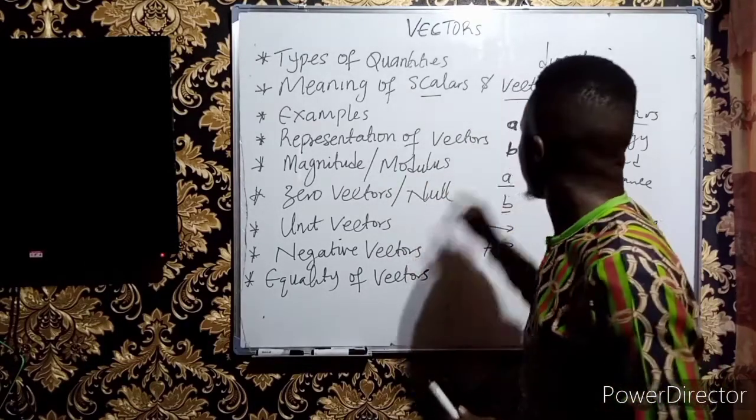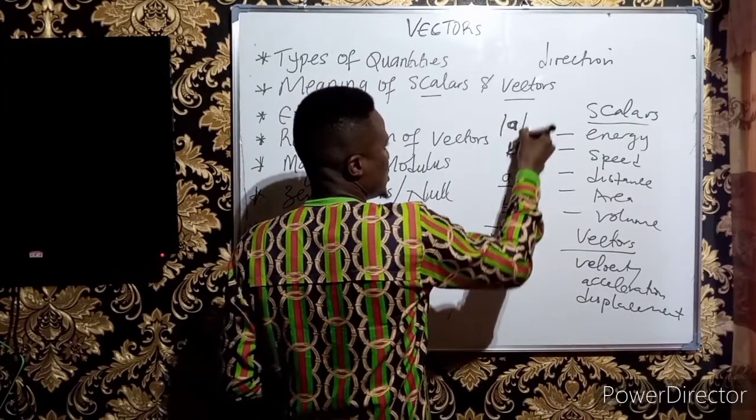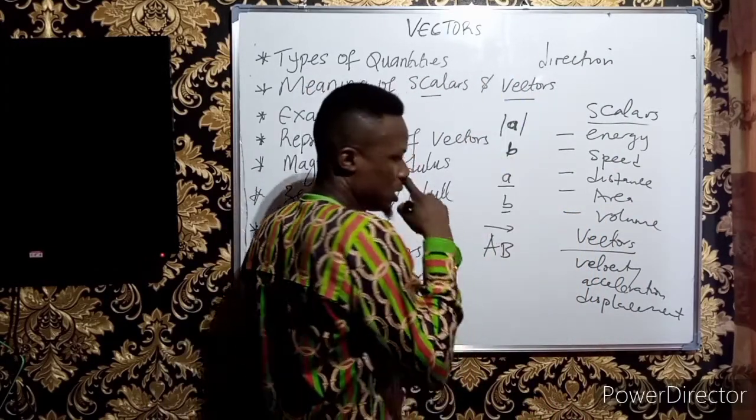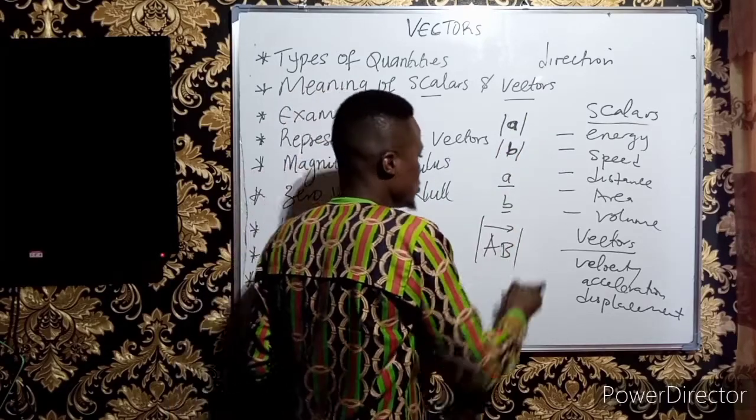And if I'm talking about vector A, for instance, the magnitude of A is written using two bars to cover it. Look at the magnitude of B, look at also the magnitude of this vector.